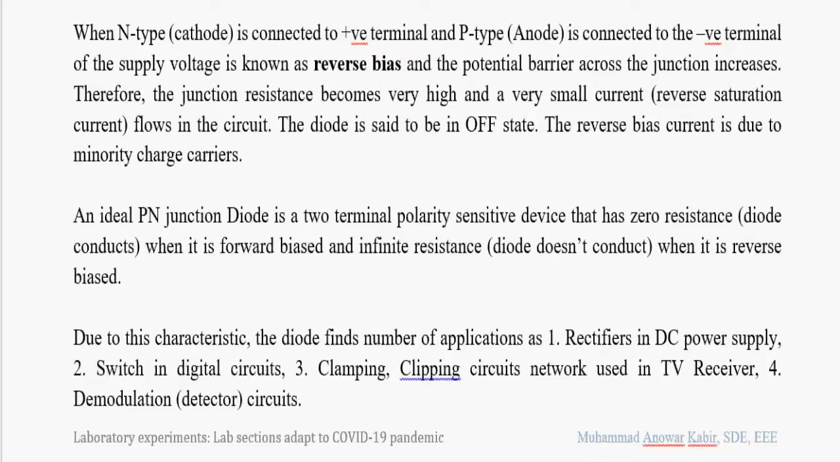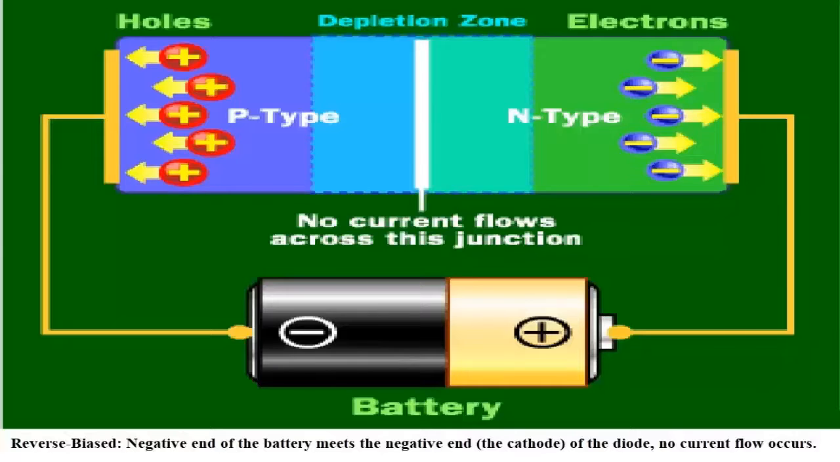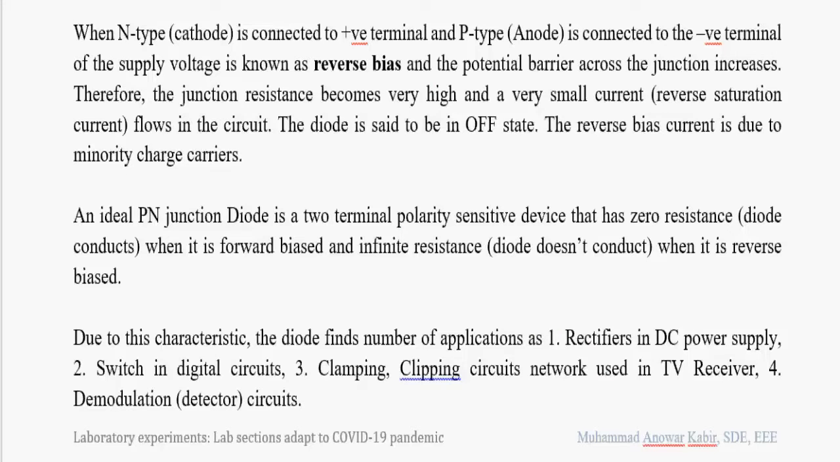When N-type cathode is connected to positive terminal and P-type anode is connected to negative terminal of the power supply, it is known as reverse bias, and the potential barrier across the junction increases. Therefore, the junction resistance becomes very high and a very small current called reverse saturation current flows in the circuit. The diode is said to be off state. The reverse current is due to minority charge carriers.